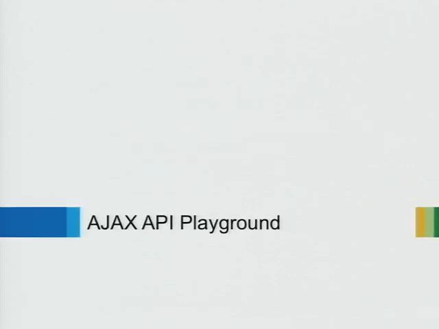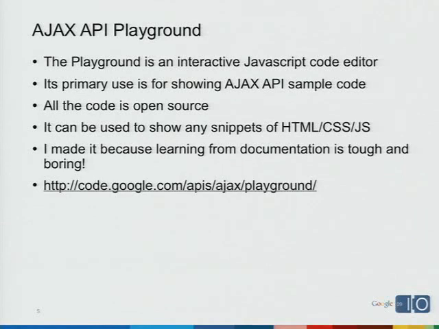So let's take a look at the AJAX API playground. What is it? It's an interactive JavaScript code editor that allows you to edit code and then run it on the exact same page. Its primary use right now is for showing Google AJAX API examples. However, it's an open source framework that I created, so you can really use it for any JavaScript code that you want to show. You can also edit HTML and CSS in addition to JavaScript. That's a recent feature that I added.